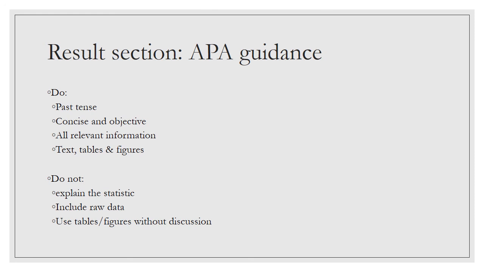Things to avoid: don't explain the statistic. You do not explain a t-test in a results section. Do not include your raw data. That is not appropriate in a results section. And if you use tables or figures, that's wonderful, but make sure you discuss them. Never use a table or figure that you're not going to discuss in your results section.